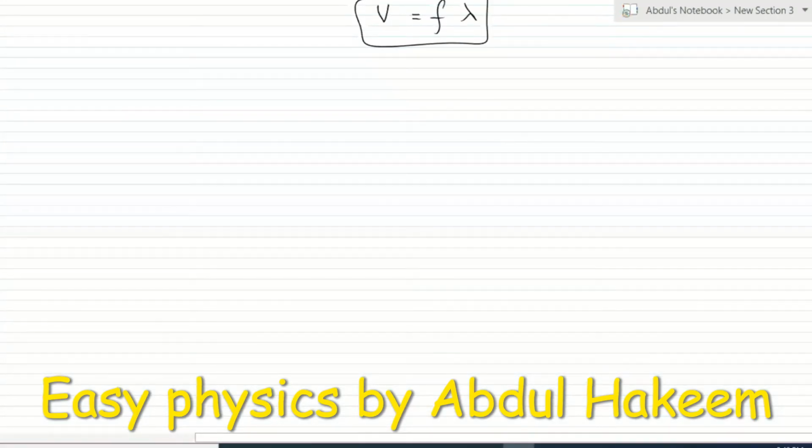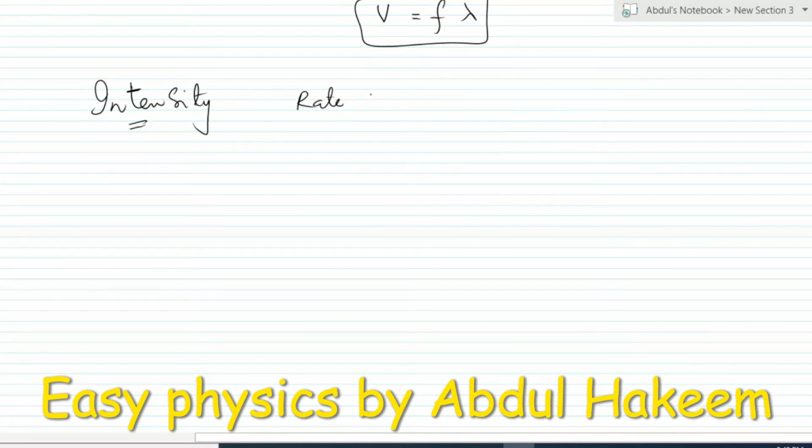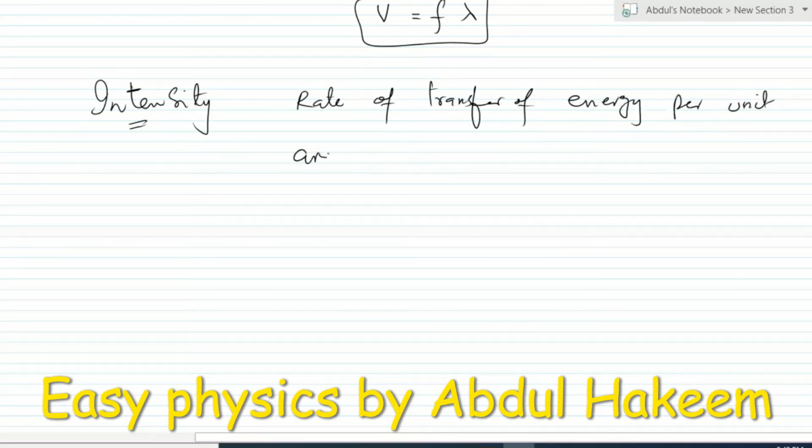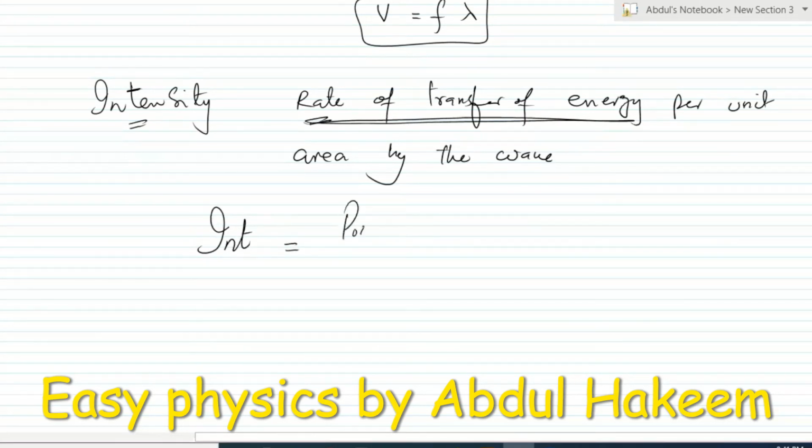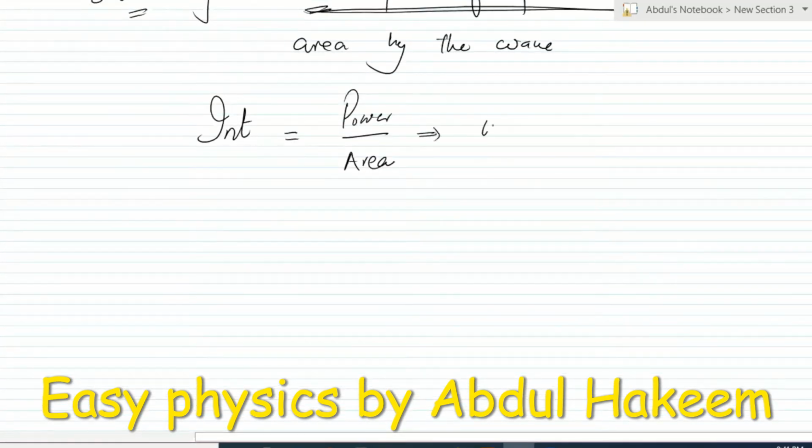Now the next definition is intensity of the wave. Intensity is the rate of transfer of energy per unit area by the wave. This rate of transfer of energy is called the power. So the intensity of the wave is equal to power divided by area. Power is measured in watts, area in meter square, so the unit will be watts per meter square.